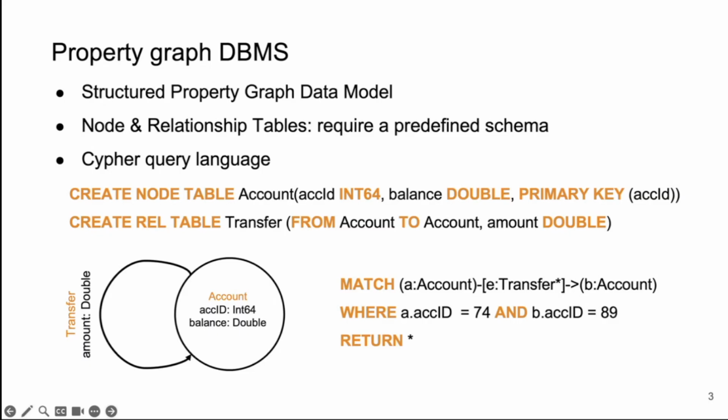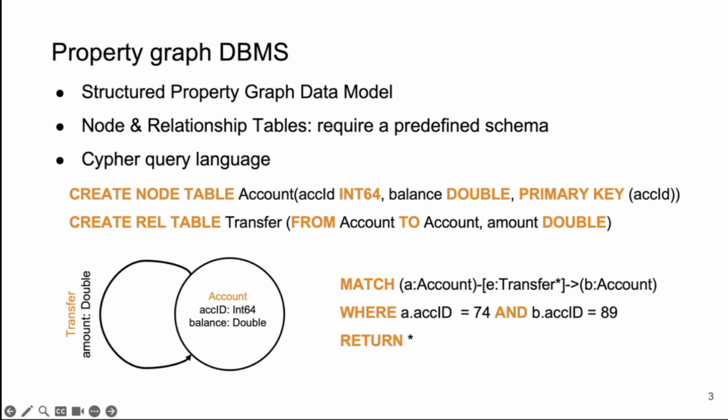So let me start by giving an overview of the data model and the query language of the system. I'll assume some familiarity with graph databases here, so this will be brief. The model is based on the property graph data model, but we call it a structured property graph model because the schema is defined upfront.